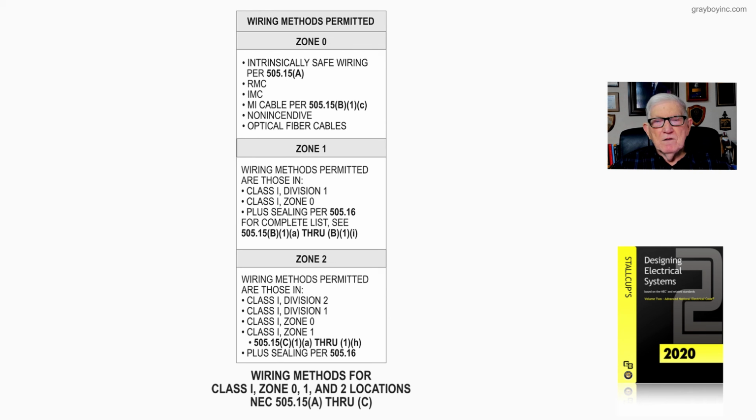So now we just reviewed the wiring methods that figure 21-66 is illustrating to the user of the NEC when you're using the zones in accordance with the NEC and Article 505.